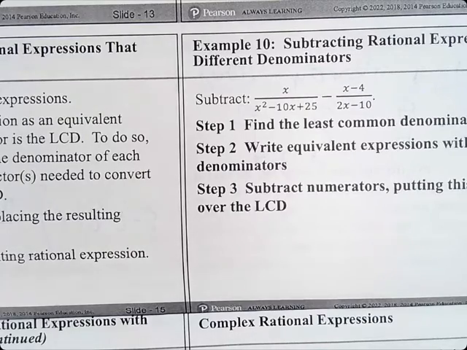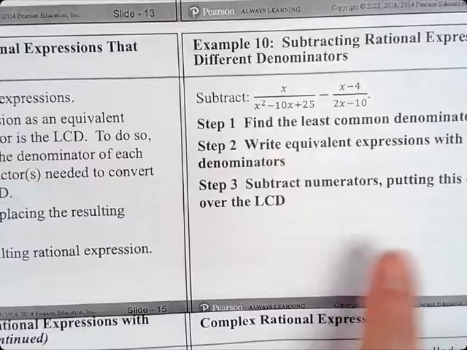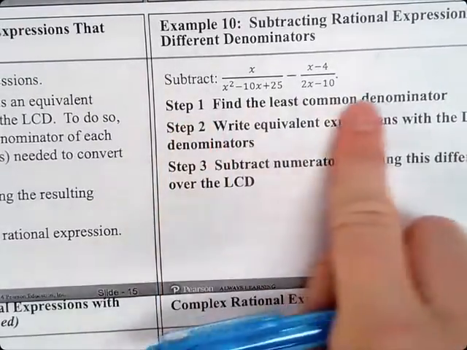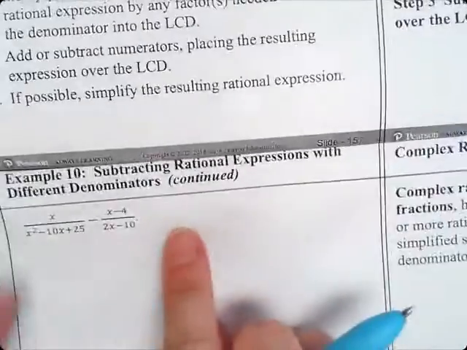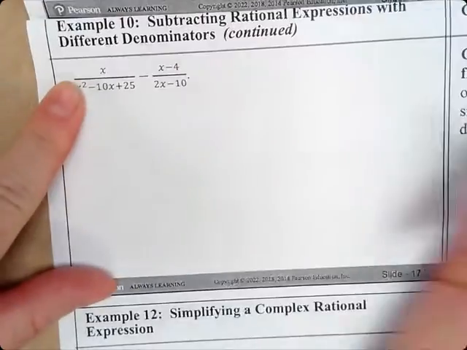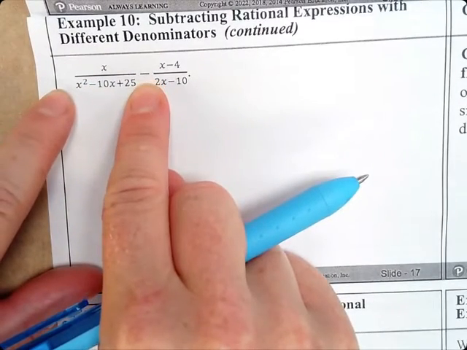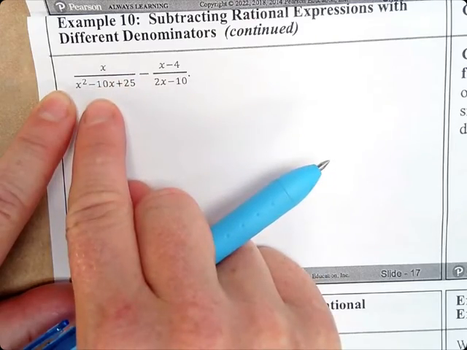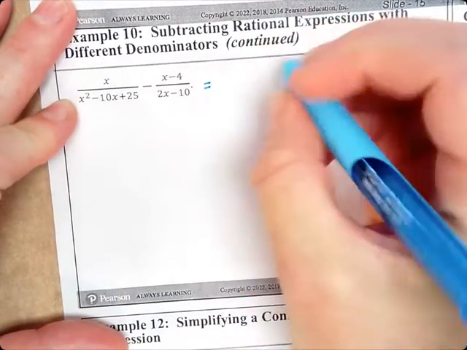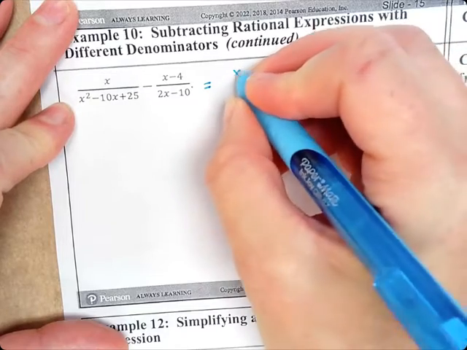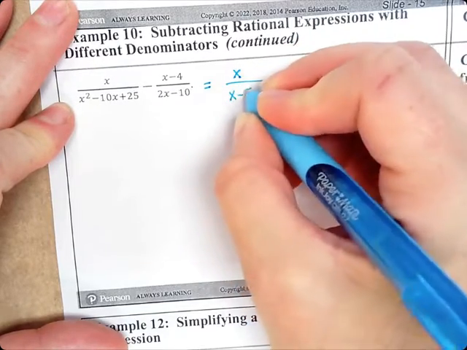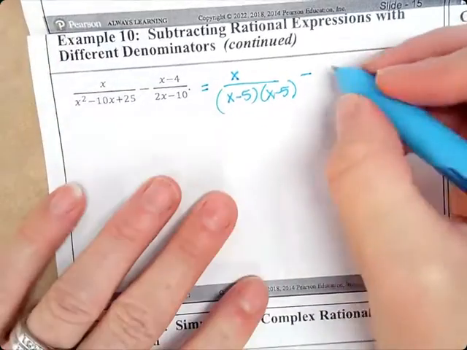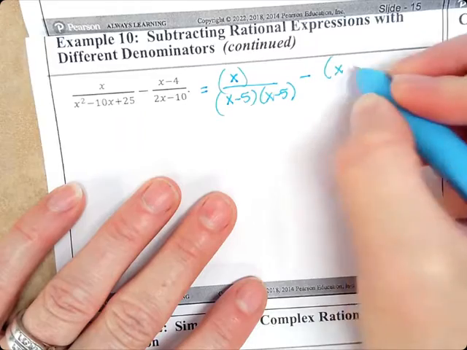Okay, and there's really not enough room to do anything here. So actually slide 17 gives us more room. So let's just look at the steps. Find the least common denominator. So first thing I need to do is factor the denominator here. What gives us a product of 25 and a sum of negative 10? Negative 5, negative 5. Yep, so x minus 5 times x minus 5. I'm just going to put these in parentheses like that.